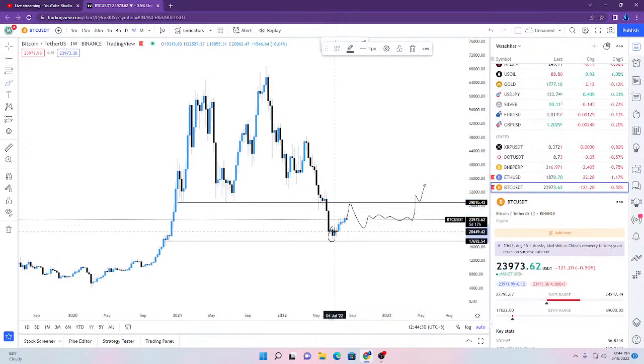There is a weakness somewhere right here. We haven't given a proper retest to this zone. What happens in smart money concept is when we see a weakness, retail traders and institutions pump it together, and then we have a huge crash toward downside.